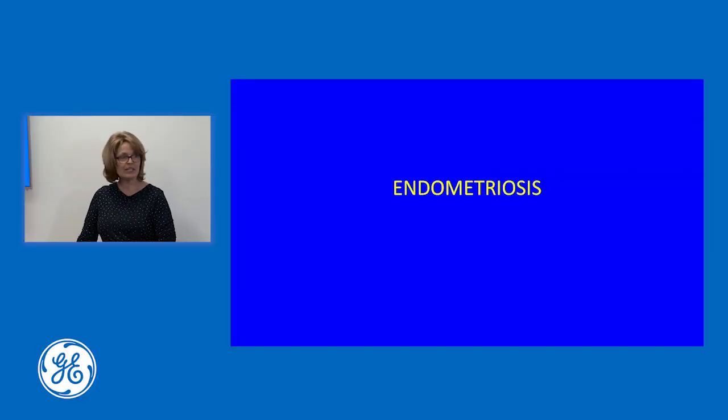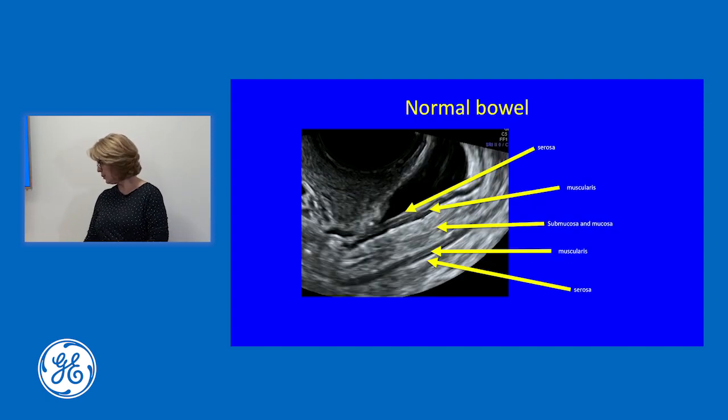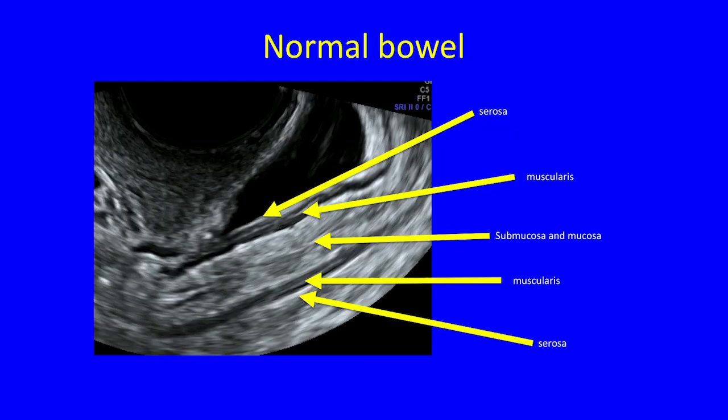Endometriosis is one of the things I'm particularly interested in, and in order to be able to spot deep infiltrating endometriosis, you have to know a little bit about what's normal and what's not normal, and what it looks like. This is a little view of normal bowel, and you can see it so clearly because there's a little bit of fluid in the pouch of Douglas.